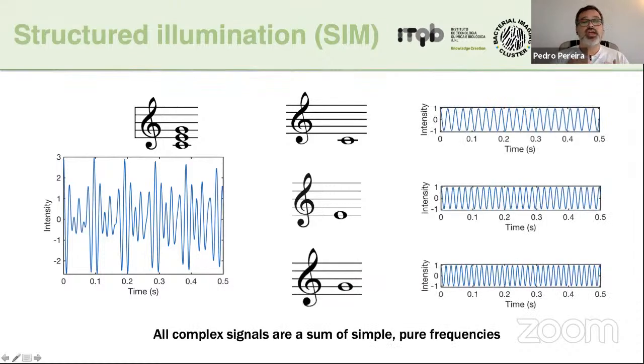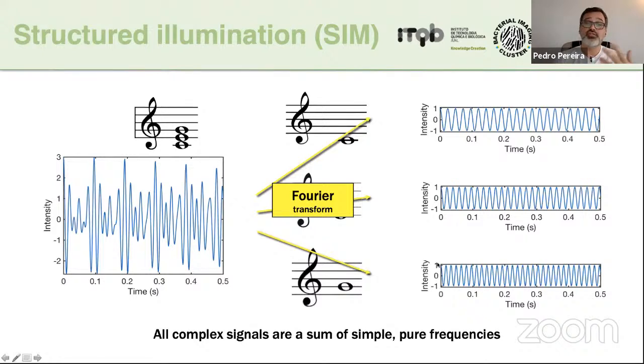This is kind of obvious, but this is basically the fundamental concept of structured illumination. All complex signals are a sum of simple pure frequencies. And another important concept is that you can very easily go from this very complex signal to these very simple pure frequencies by doing a mathematical transformation, which is called the Fourier transform, which you might have heard of when people talk about SIM. Okay, so now you might ask, why are you talking about this? What does this have to do with imaging?